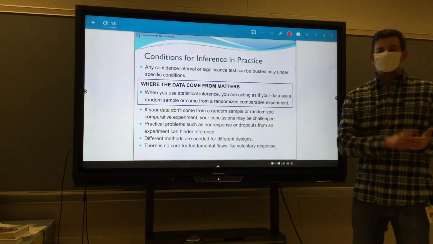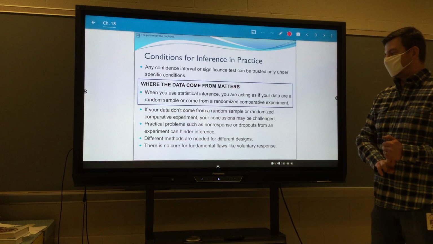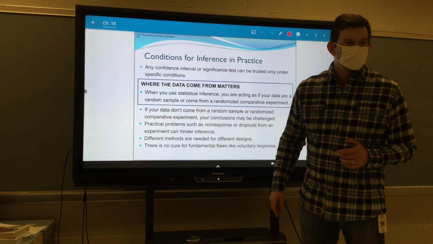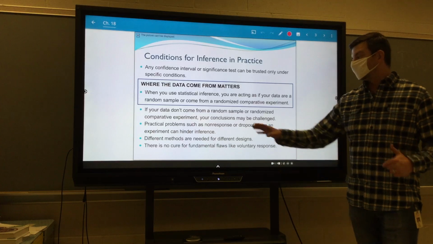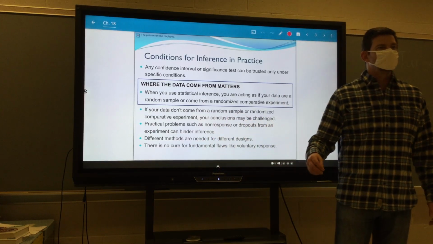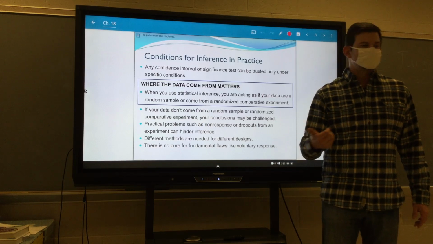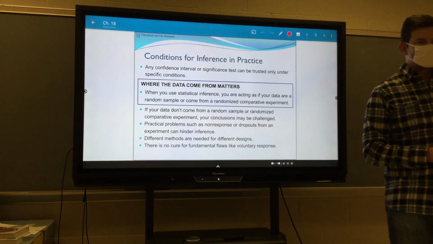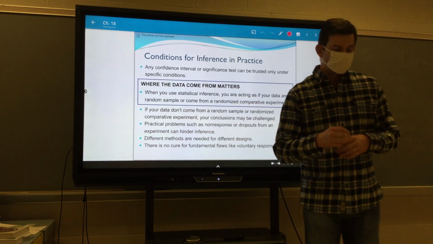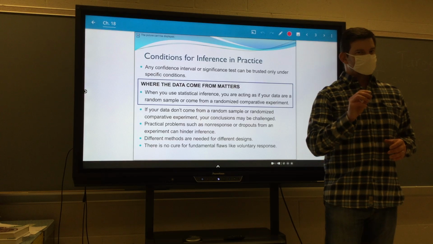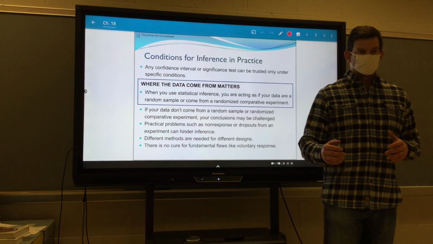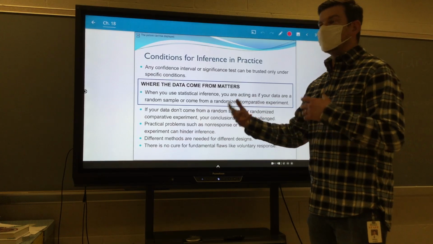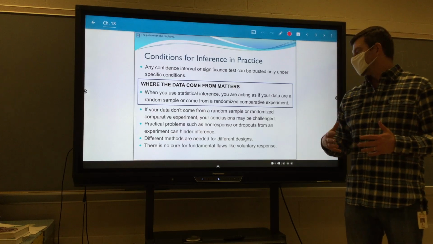Practical problems such as non-response or dropouts from an experiment can hinder the inference. Why are people not participating or not wanting to participate? That is one of the most challenging things for pollsters and people collecting good data to overcome in this day and age. Different methods are needed for different designs. As I said, we have only learned the procedures for a single test so far, a z-test for a single population mean. But we'll be looking at proportions, difference of two means, difference of two proportions, and different types of tests: t-test, chi-square test, and ANOVA.